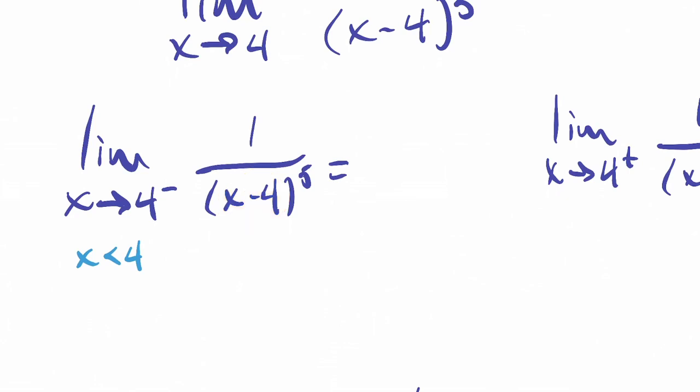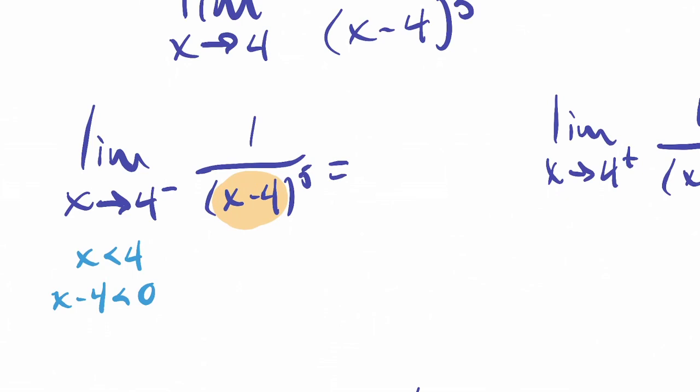But again, when we're considering the limit, we're not saying x is 4. We're saying x is really close to 4. What's the behavior of the graph when x is really close to 4? So I need to manipulate this inequality to see what x minus 4 would be like. If I subtract 4 on both sides, I get x minus 4 is less than 0. It's negative. So this inside part is negative, and it's going to 0.